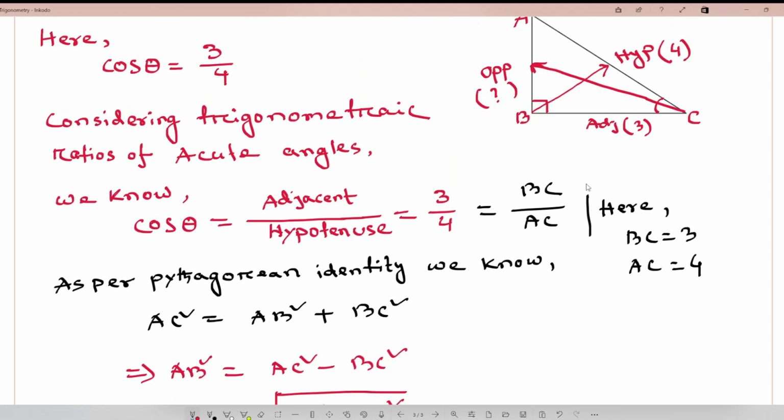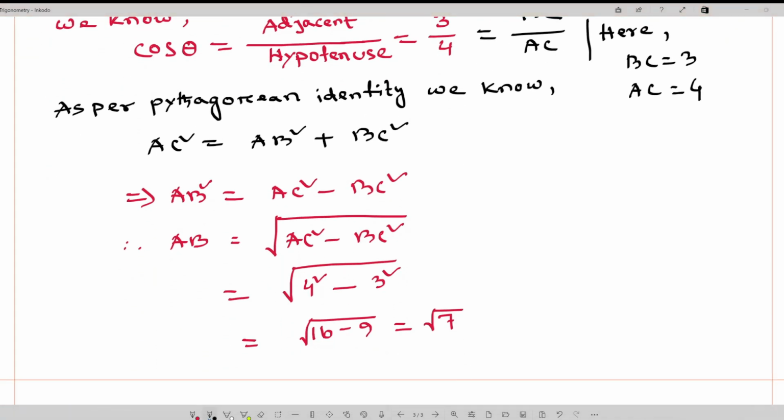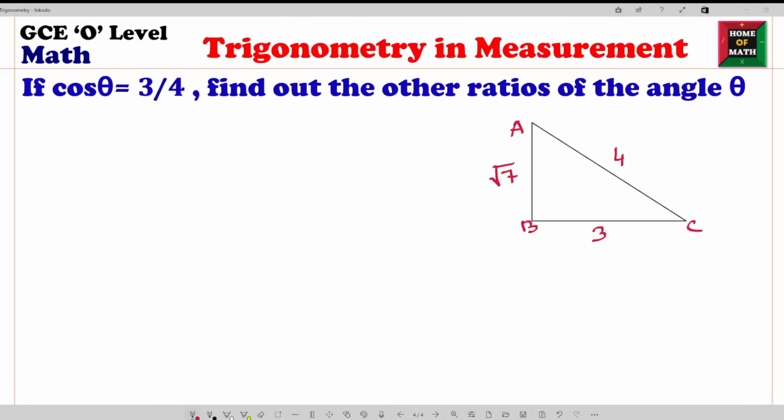Look, here opposite is root 7. So now we know every value of this right angle triangle. Now we can easily put the value of every ratio of trigonometry. Let's start. So this is our complete figure. So cos theta equals 3/4.